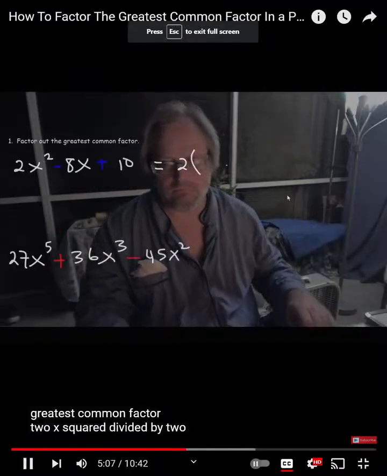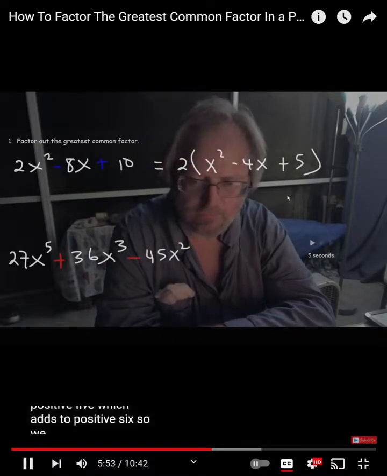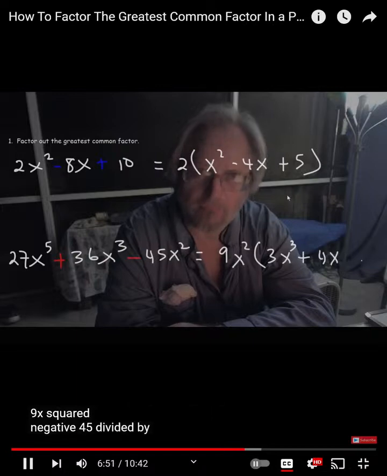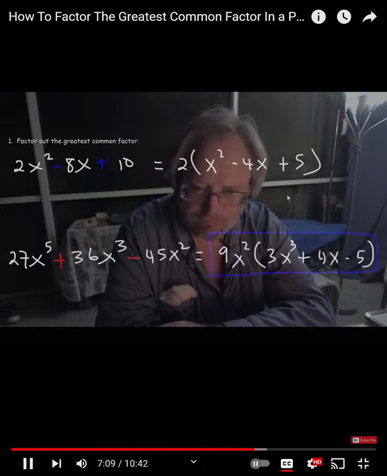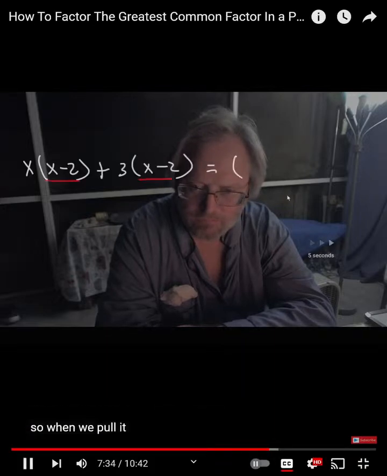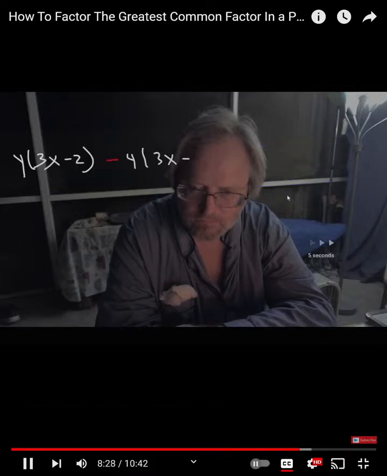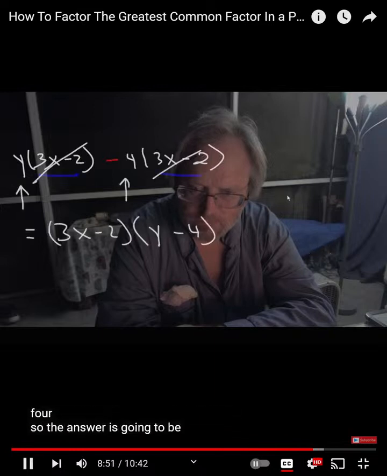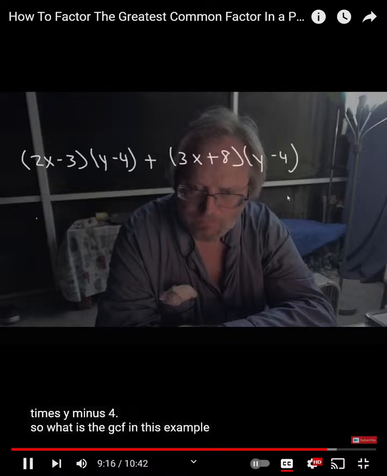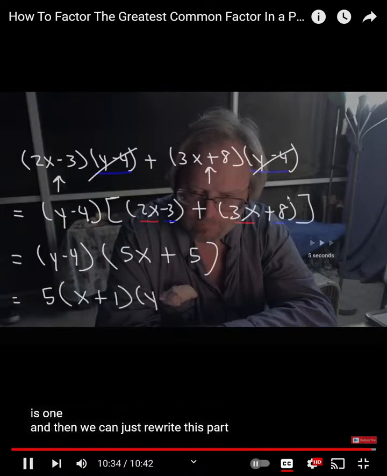Two x squared divided by 2 is x squared. Negative 8x divided by 2 is negative 4x. Seven divided by 2, x squared. Negative 45 divided by 9 is negative 5. X is the greatest common factor. So when we pull it out, we only need to divide by what's outside. We're going to have 2, 2, and the answer is going to be 3x minus 3. What is the GCF in this example? Factor and then by 5 plus 1.